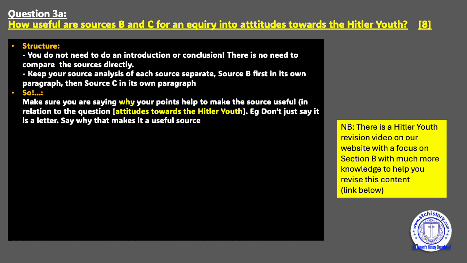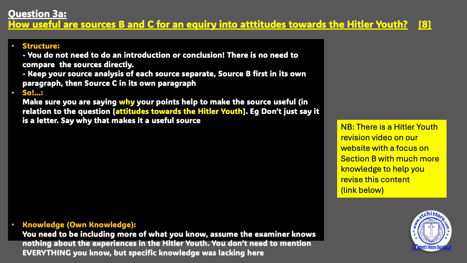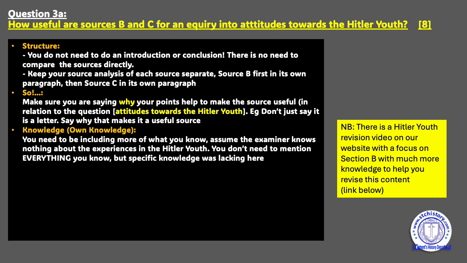Make sure you're saying why your points have helped to make the source useful in relation to the question, which of course is attitudes towards the Hitler Youth. Don't just say it's a letter, full stop. Say why that makes it a useful source. Hopefully I'll make that clear in my model answers.